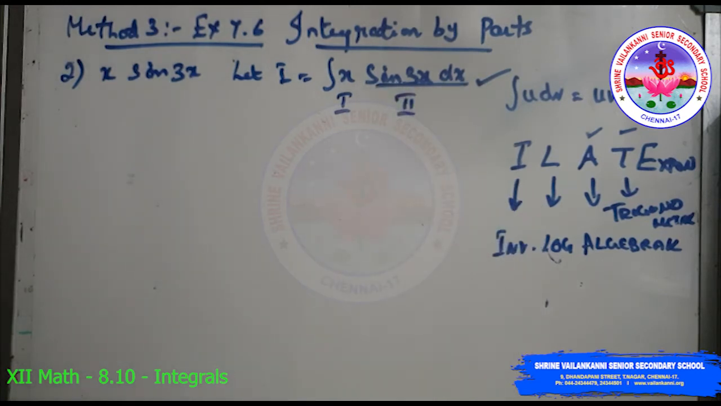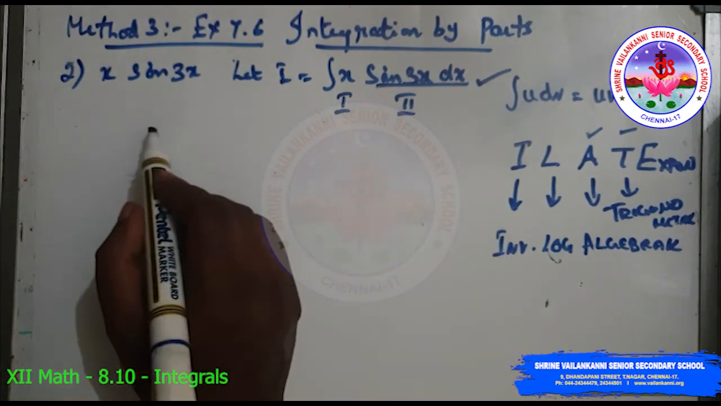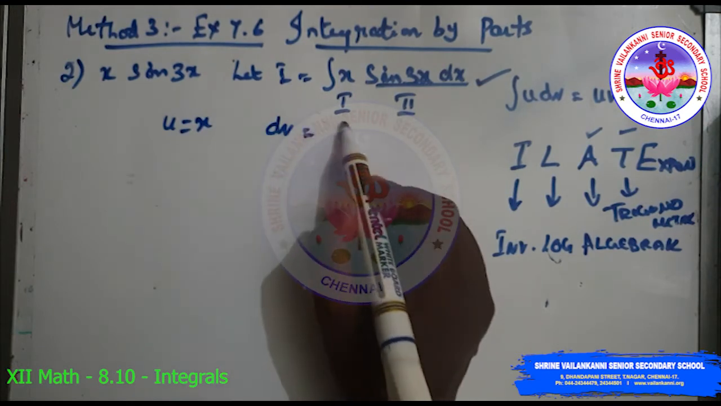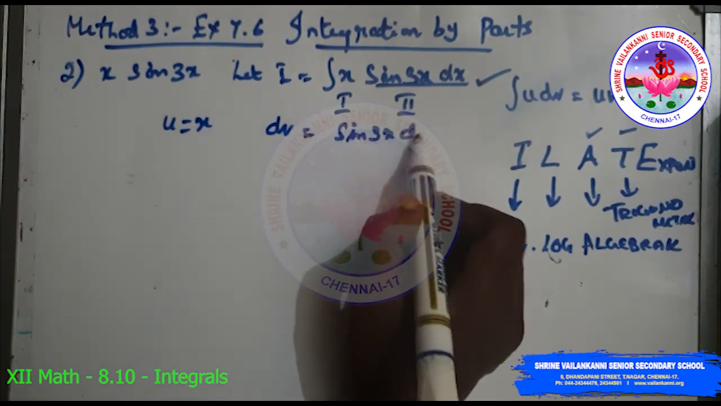So I am dividing the integral into two parts. The first part is x and the second part is sin 3x dx. The first part I am taking as u. So u is x and dv is sin 3x dx.